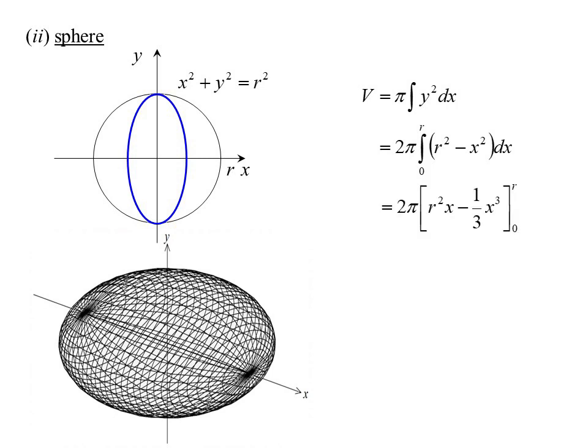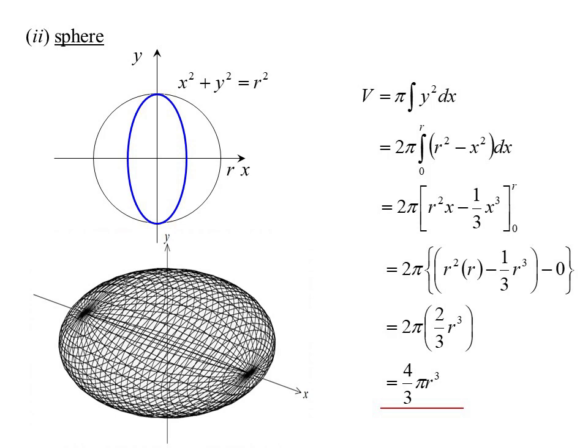Remember, r squared, that's a constant. So integrate a constant, I get r squared x. X squared goes to a third x cubed. Substitute in, and that one just comes out to be what we recognise, 4/3 pi r cubed.